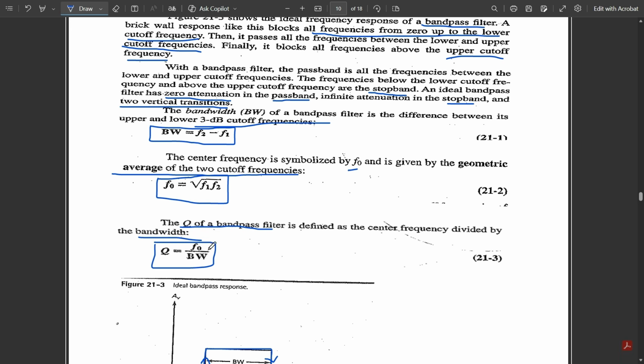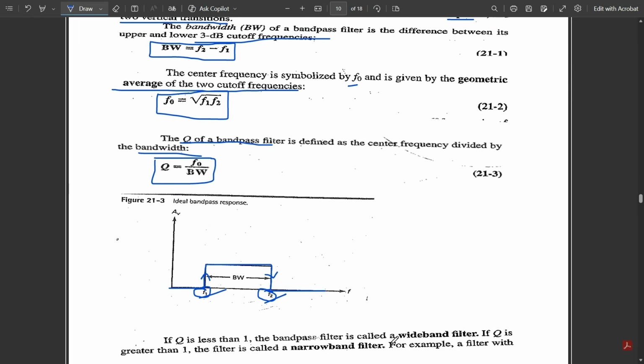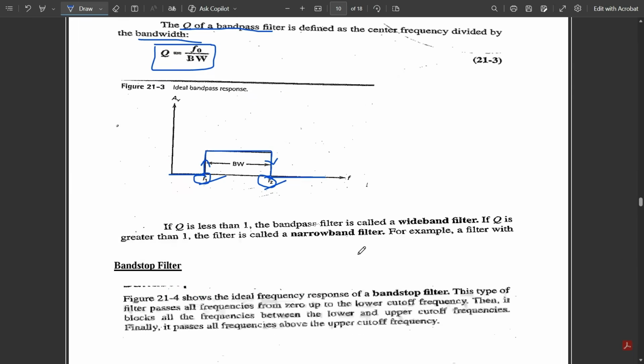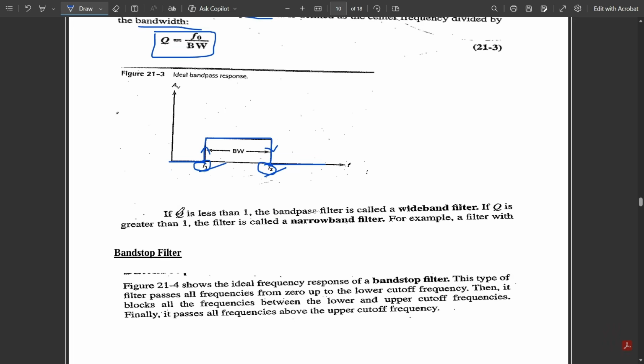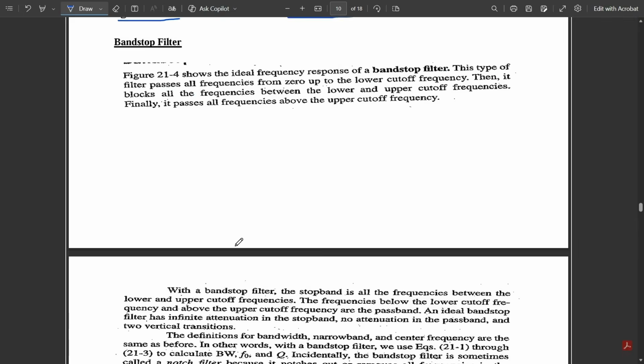The value of Q is the central frequency divided by the bandwidth. And this is the ideal band pass response we have discussed for a band pass filter. With respect to the value of Q, we are having again different categories of band pass filter. If Q is less than 1, then the band pass filter is called a wide band filter, and if Q is greater than 1, then that filter is called a narrow band filter.